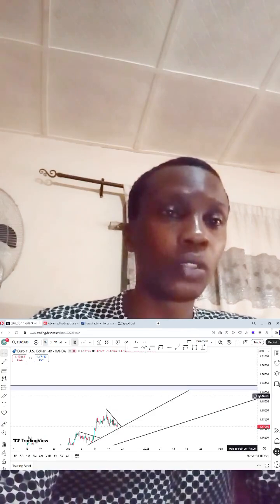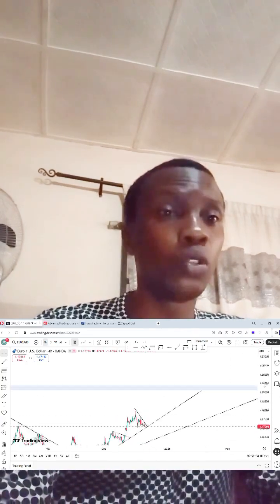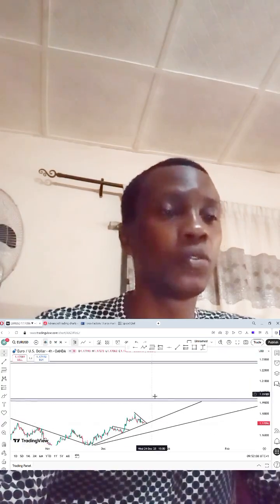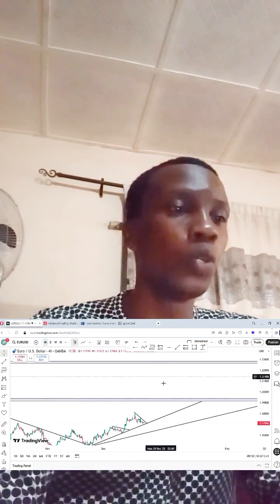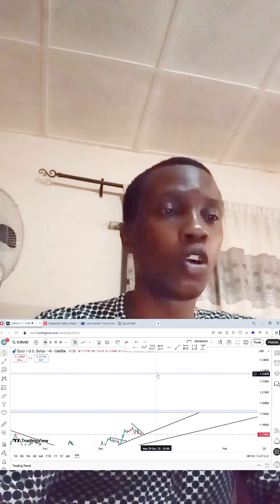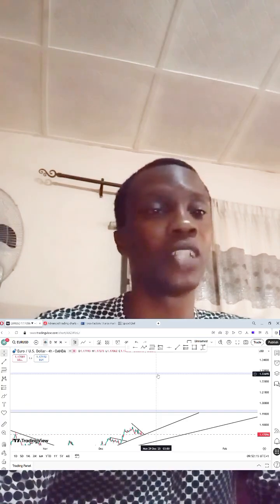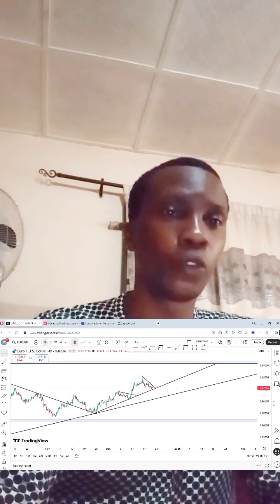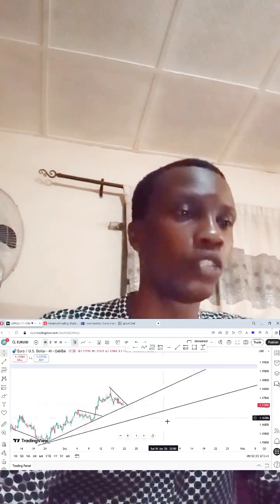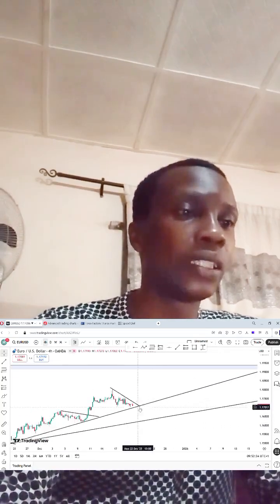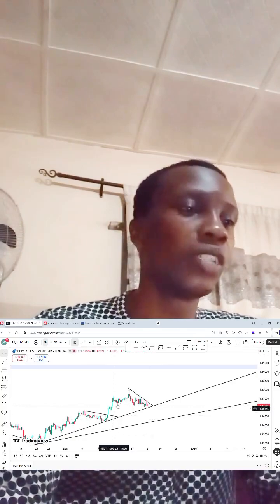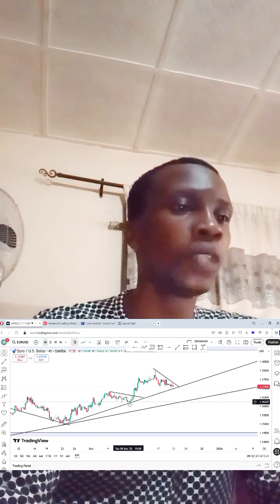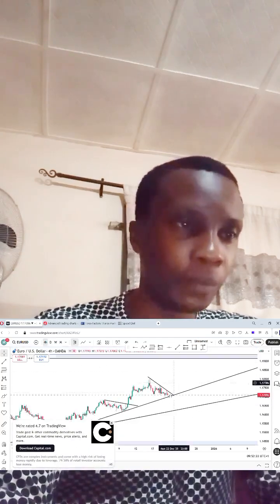And also if the EURUSD can sustain above this level right here, can break out from this level, we should see the EURUSD coming to this potential level of resistance right here in the future. But for now we are consigned at this level right here. This is a retracement. We have a higher high, higher low, higher high, higher low, higher high, higher low, higher high, and higher low right here.